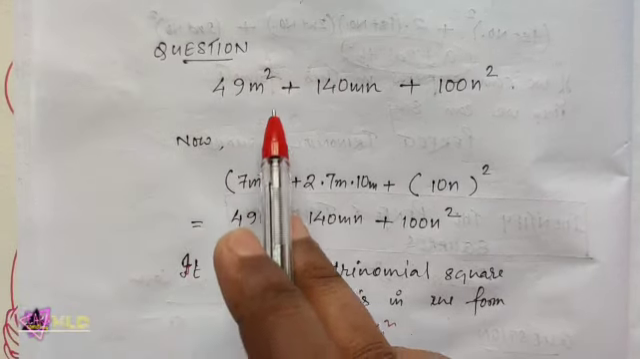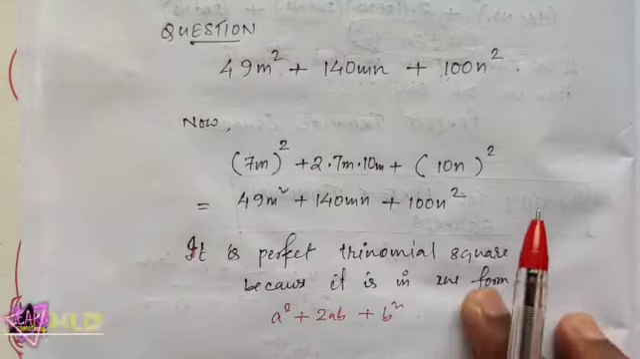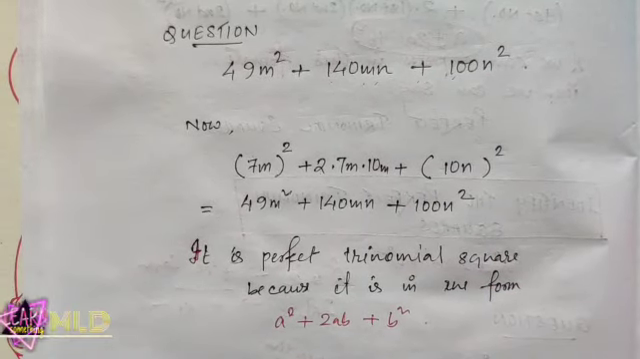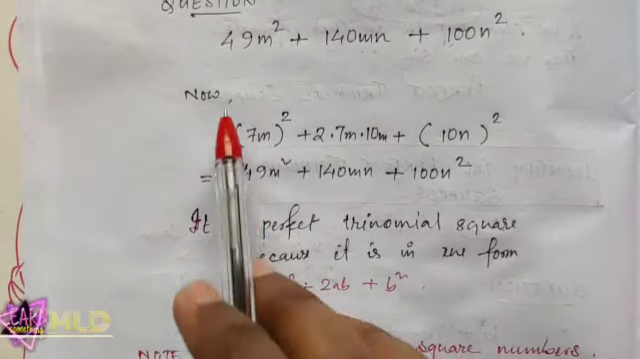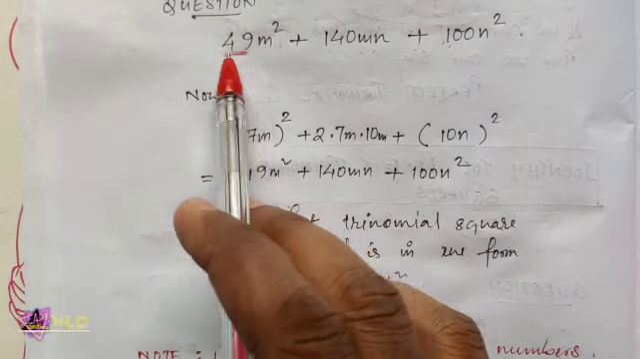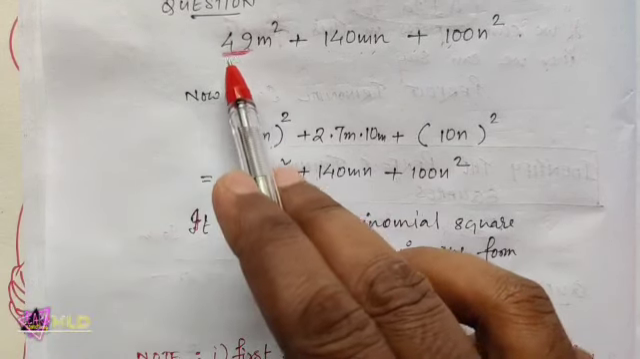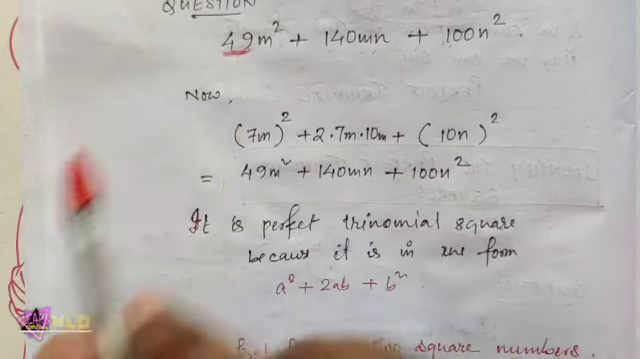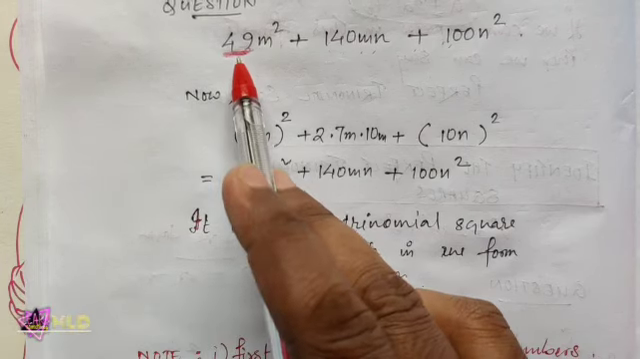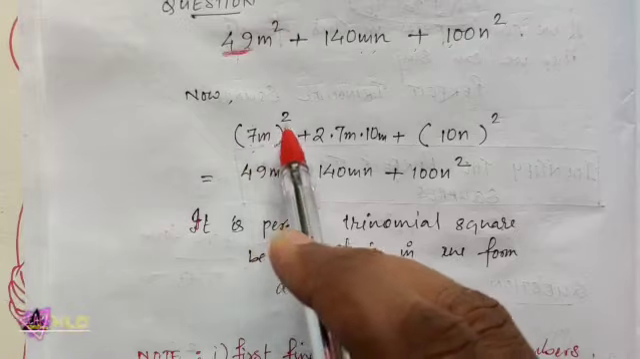Now come to another example. 49m square plus 140mn plus 100n square. Will this be a perfect trinomial square or not? Let us find out. Let us first see the square root of 49, meaning which number squared gives 49? It is 7, 7 square gives 49. Now m square gives m square. So 7m will be the first term.